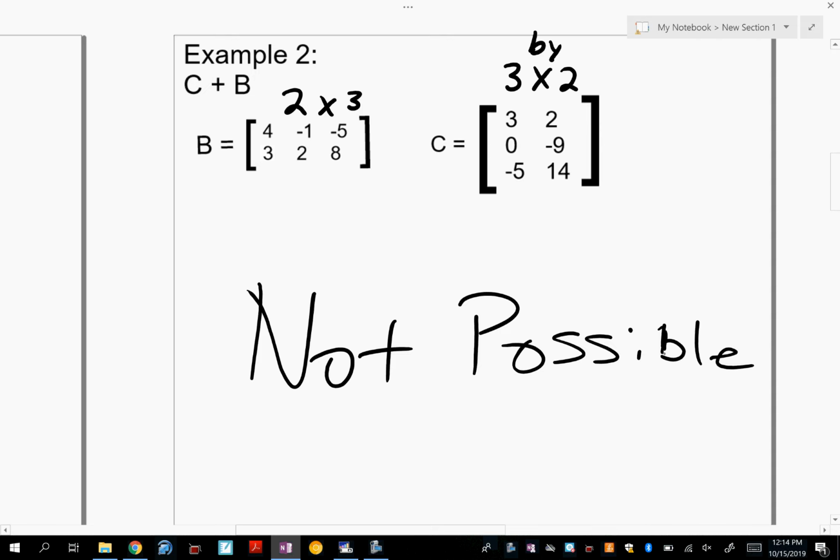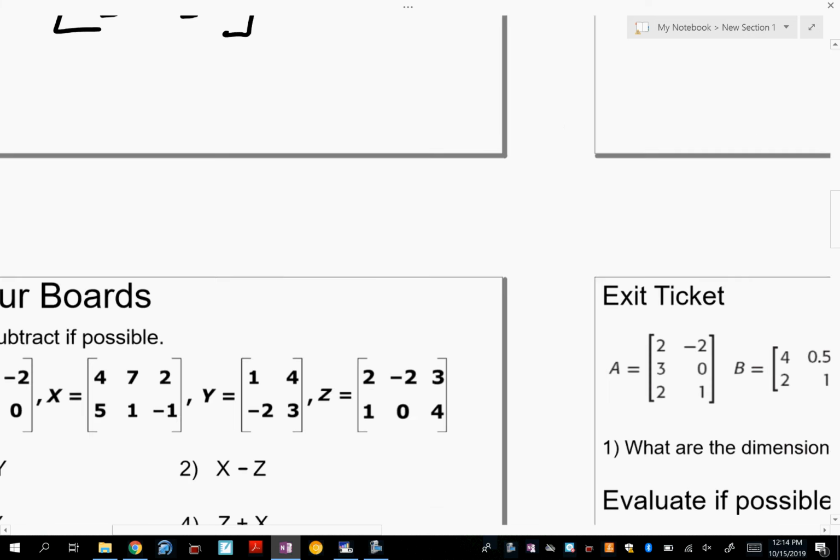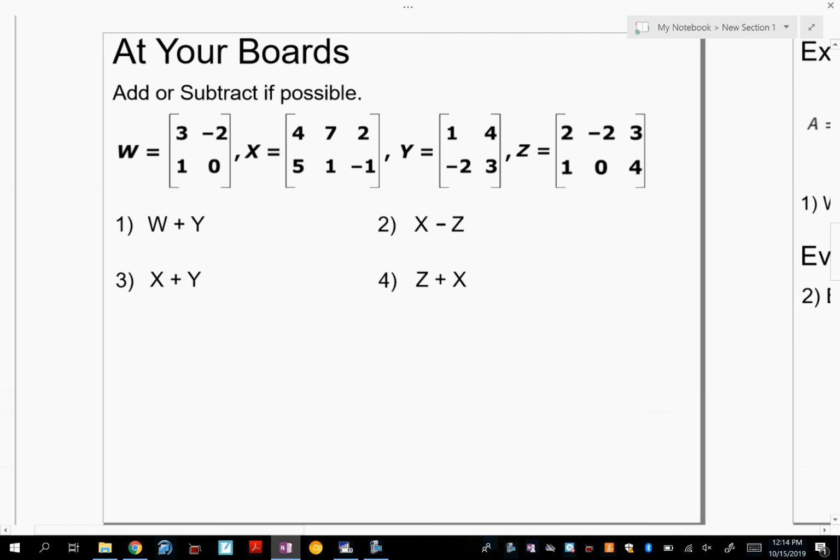Leslie. Or the columns. Correct. For today, adding and subtracting. On Friday, we're going to do multiplying. That's very different rules. But today they have to be exactly the same rows and columns. You okay? All right. Questions? No questions? Okay, everyone take a look at what you're about to do at your boards.